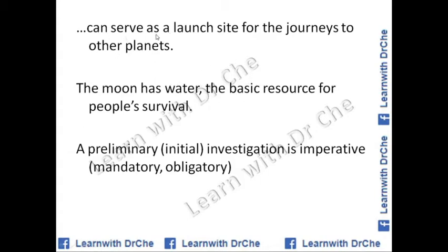Something can serve as a launch site for journeys to other planets. For example, a spacecraft can serve as a launch site, or the moon can serve as a launch site for journeys to other planets. The moon has water, the basic resource for people's survival. The moon has water, then extra information, the basic resource for people's survival.